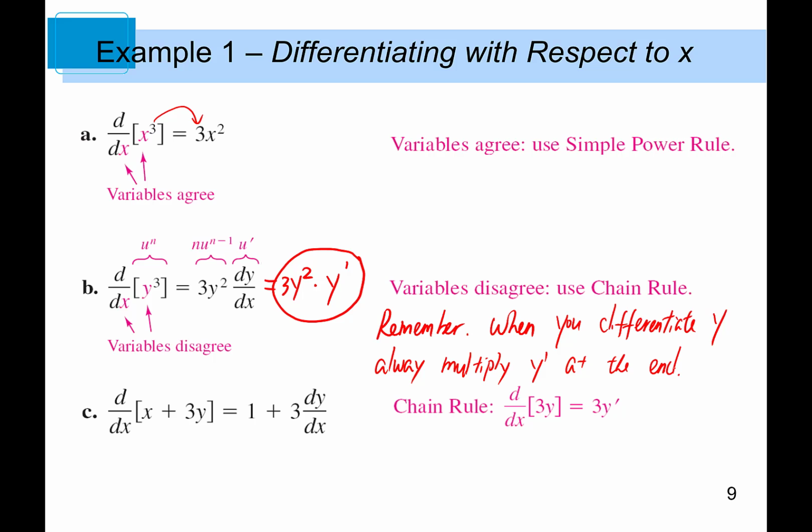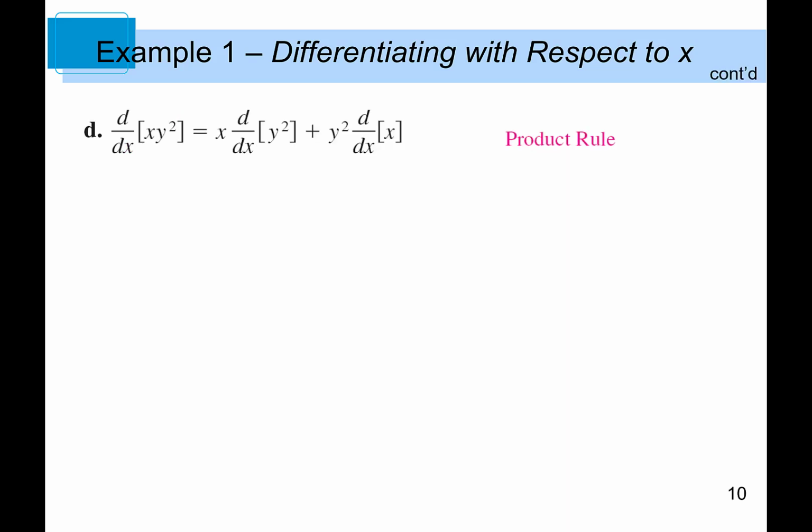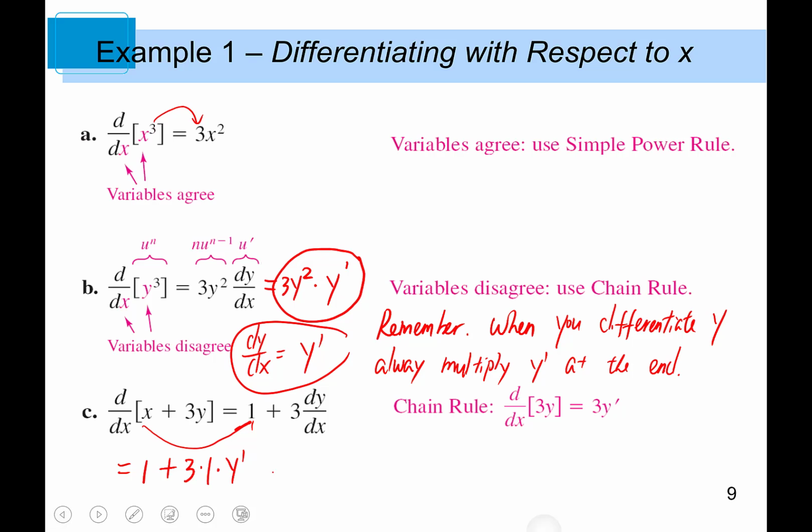Okay, so for now I will use y prime instead of dy over dx, because I think that is a lot easier to do. Okay, and let's take a look at x plus 3y. In order to differentiate that, the derivative of x becomes 1. The derivative of y becomes 1, and we have to differentiate the inner function, y prime. So we end up with 1 plus 3y prime. Okay.